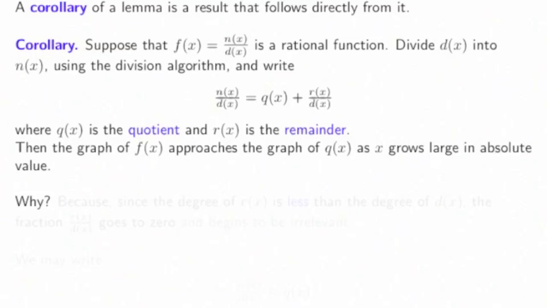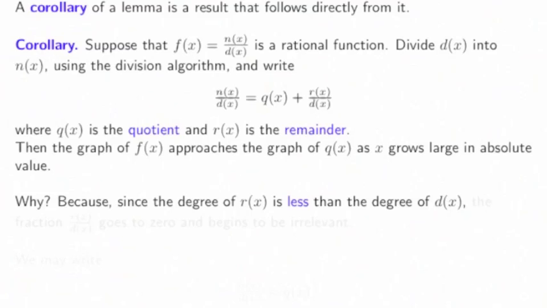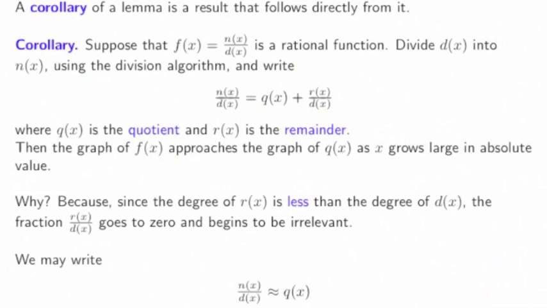Why is that true? It's because the degree of this remainder is less than the degree of the denominator d of x, and so that fraction r of x over d of x goes to 0 and begins to be irrelevant. We can write that this rational function n over d is approximated by this quotient as x gets large in absolute value. From the previous slide, this is important enough to repeat.